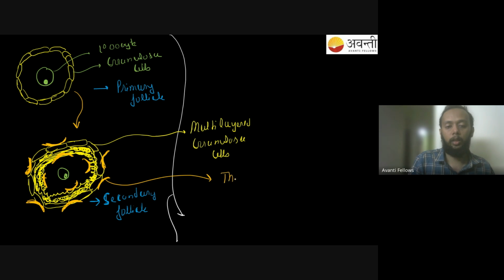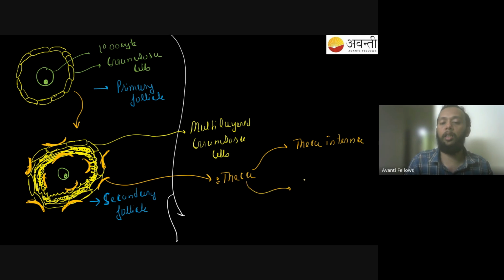So theca is also observed, and this theca which I am observing over here will have two parts. It will have the inner and outer theca. You can see over there, right? Theca interna, and there will be a presence of a theca externa.